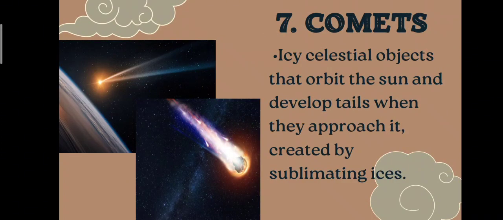Number 7 is the comets. They are icy celestial objects that orbit the sun and develop tails when they approach it, created by sublimating ices. These rocks are surrounded by ice and dust and develop tails when they approach the sun, created by sublimating ices.